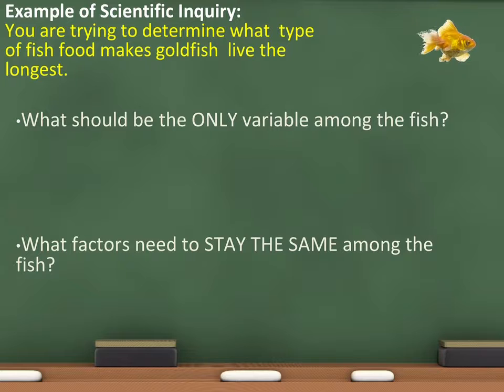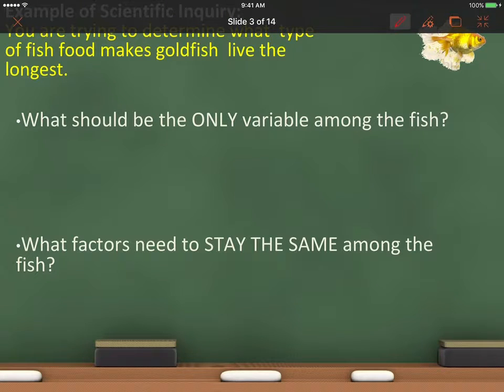So for example, this is an example of a scientific inquiry. You're trying to determine what type of fish food makes goldfish live the longest. Now, if we have some goldfish here in class, what should be the only variable that we're going to be changing among the fish? If we were doing this experiment, we would be changing the food.